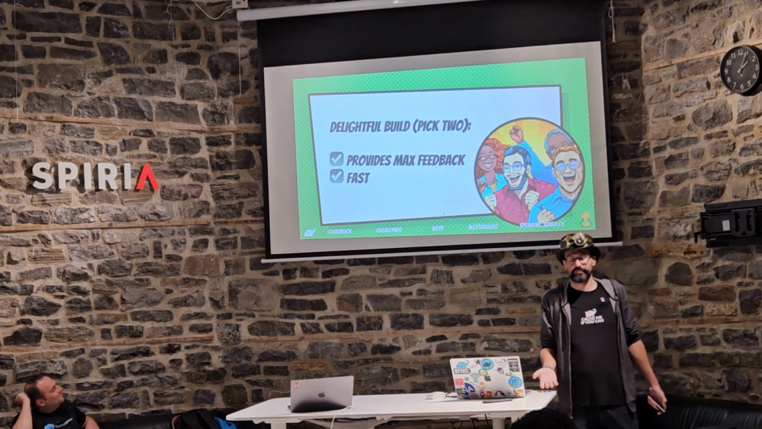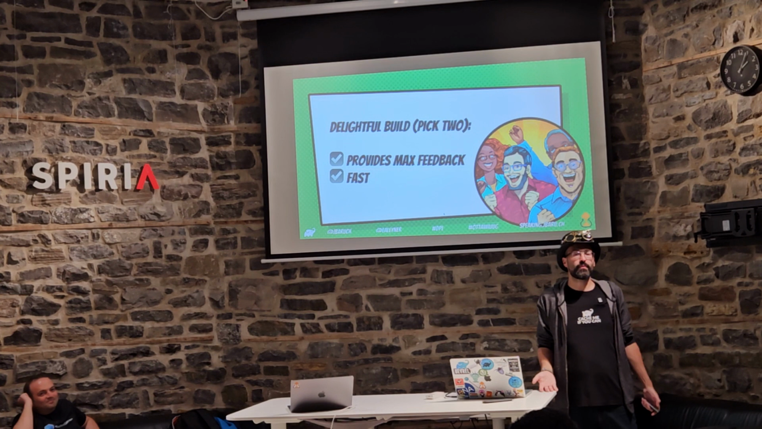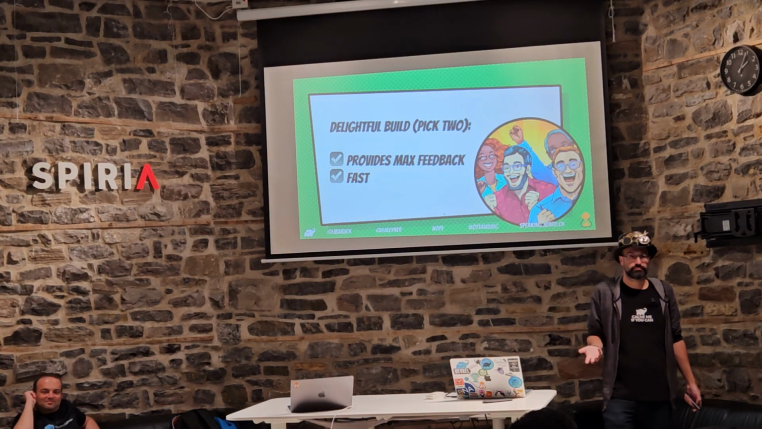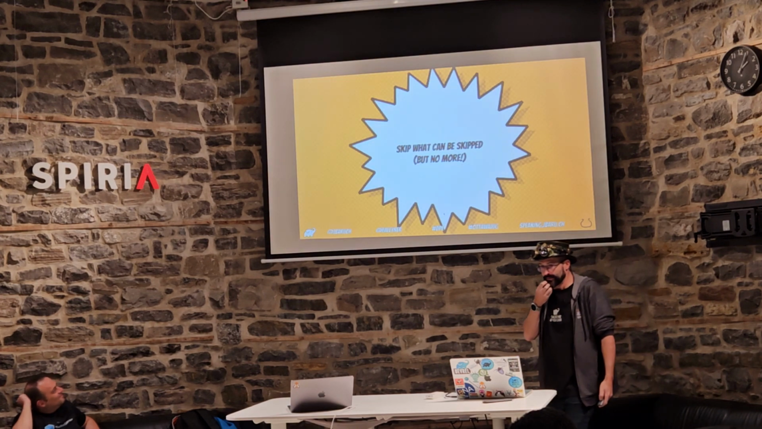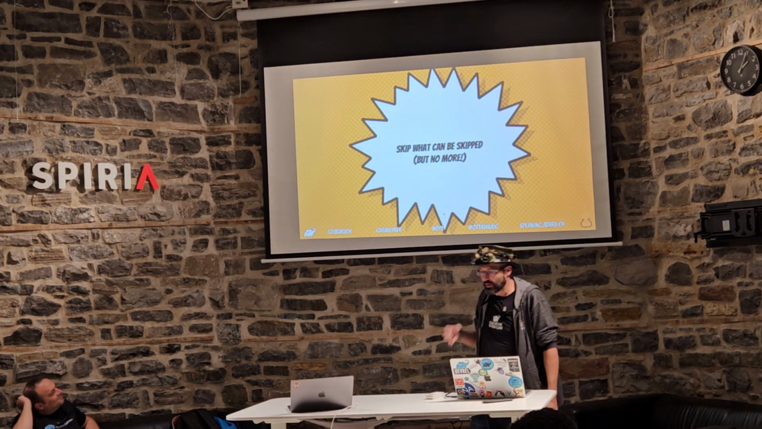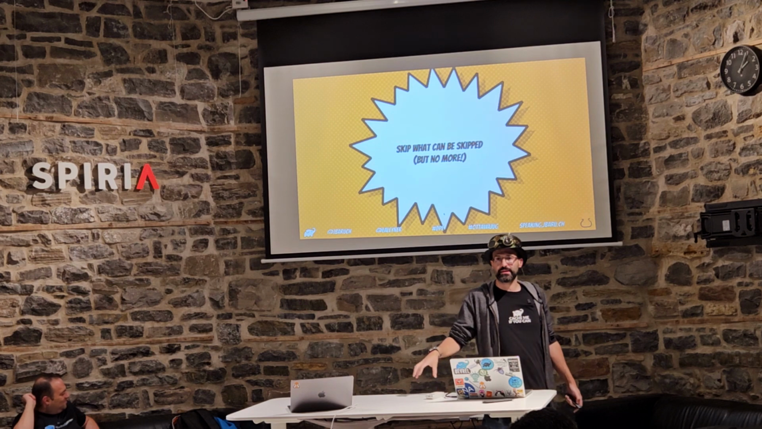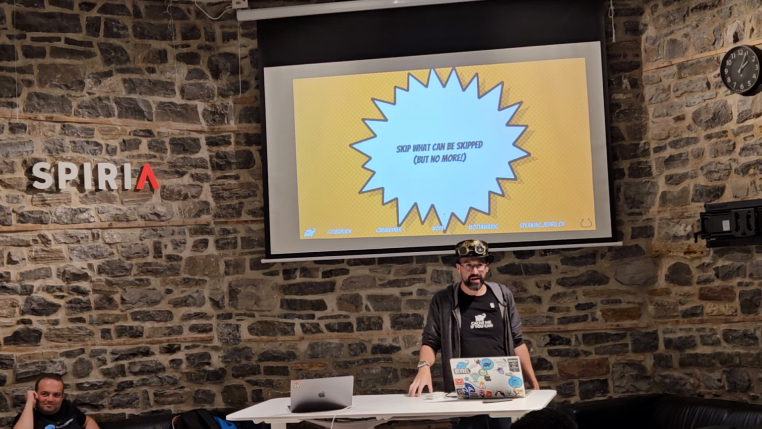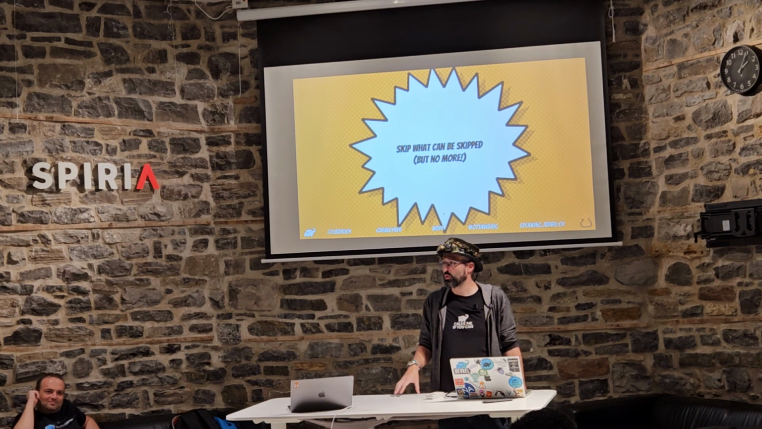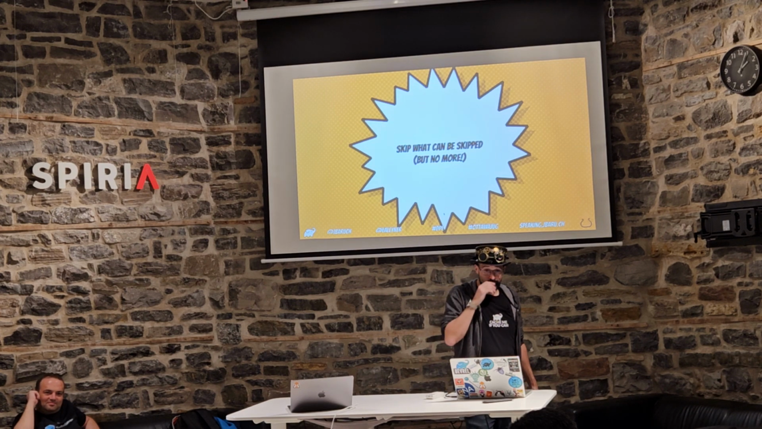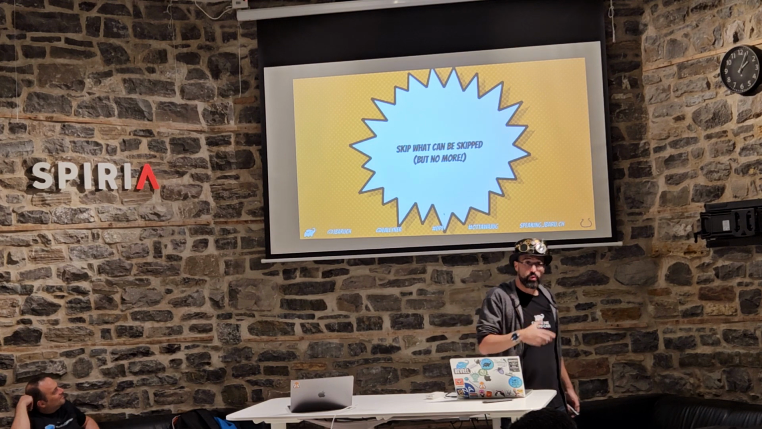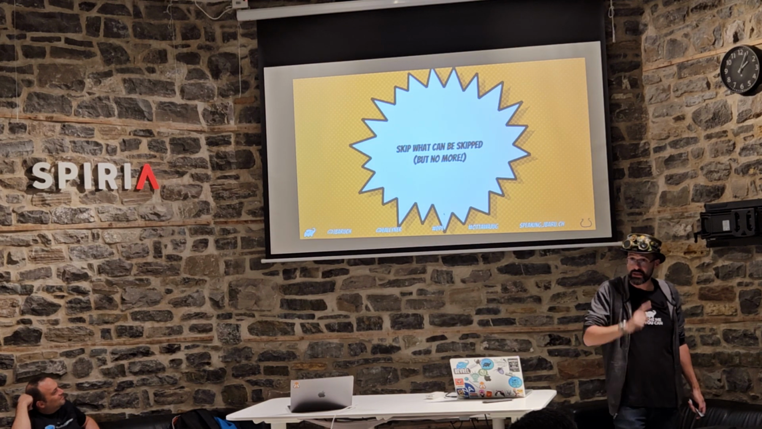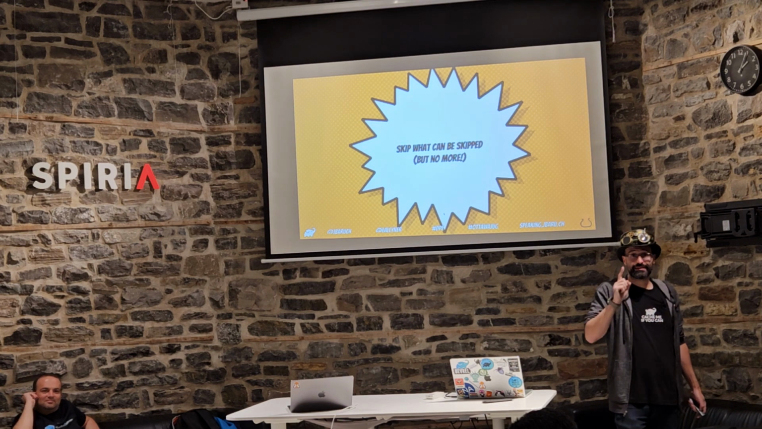What we want to have is maximum feedback and fast. How do we do it? There are two main techniques that we can apply to our build to make it fast without compromising on the amount of feedback that we get. The first is skipping what we can skip, but no more. We don't skip the tests. We skip what we know for sure didn't change.